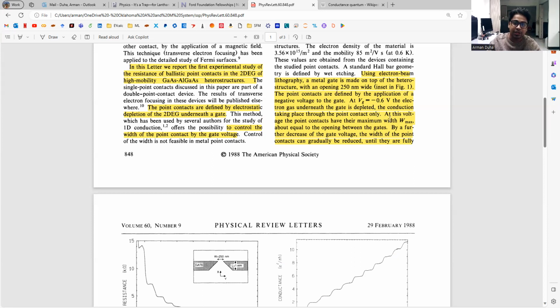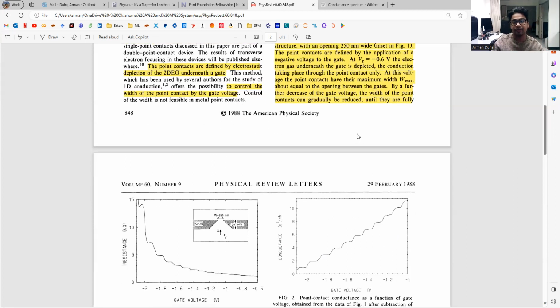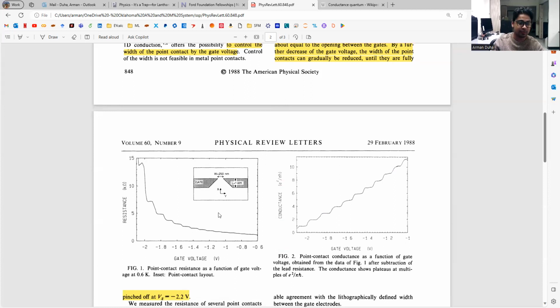And then, of course, you can change this if you have the means of changing the gate voltage. Then, of course, that would control the amount of depletion of the electron gas, and then the point contact can be made available to be more wide or less wide. Now, we know from basic physics that if you have a very wide point contact, a resistor, then the resistance decreases with width, and that we can actually see here.